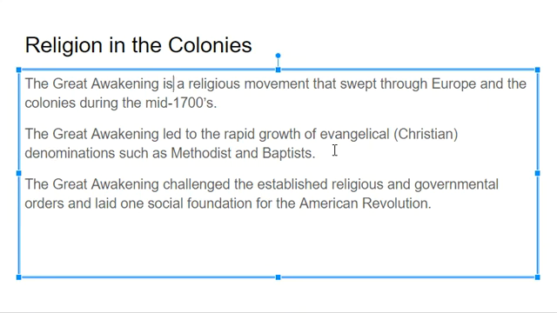So a lot of people started returning to Christianity. They started becoming Christian again. And the Great Awakening also challenged the established religious and governmental orders and laid one social foundation for the American Revolution.